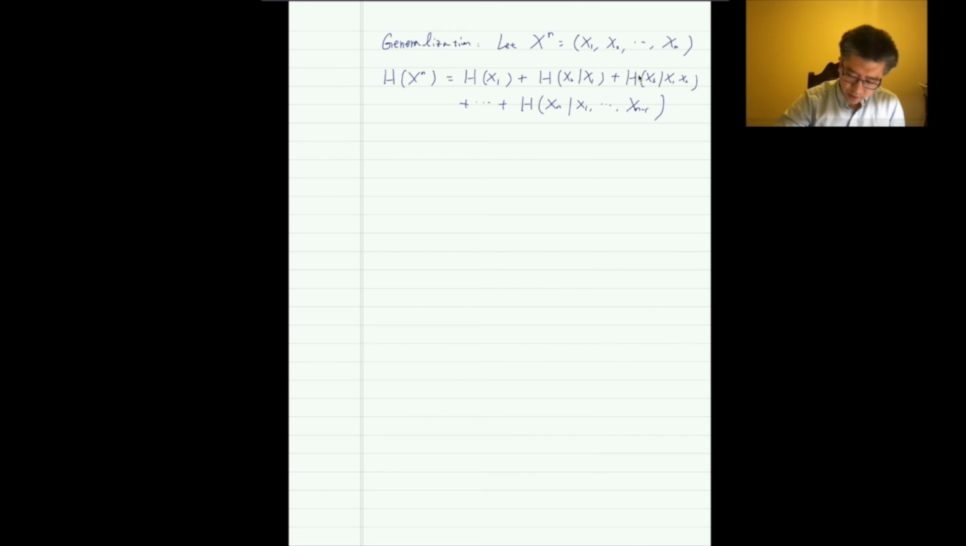We can write it in a more concise way: the sum over i from 1 to n of H(Xi given X1 through Xi-1). Or we can write this as H(Xi given X^(i-1)), according to our notation here. Okay, so this is the generalization of the chain rule of entropy.